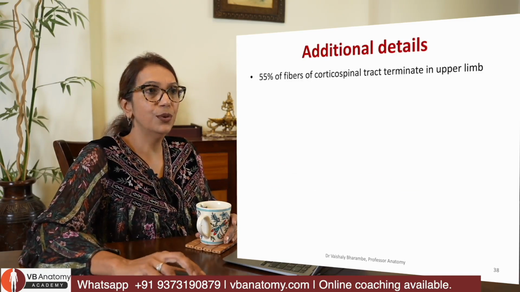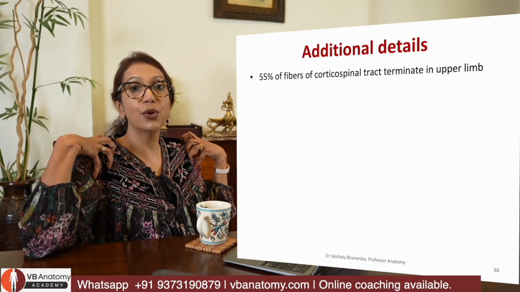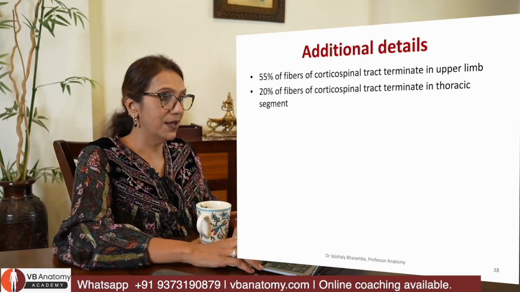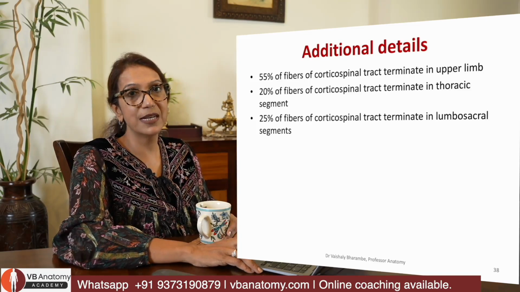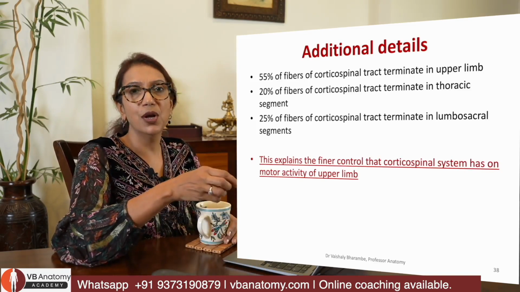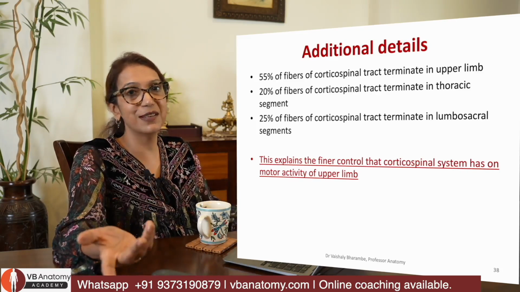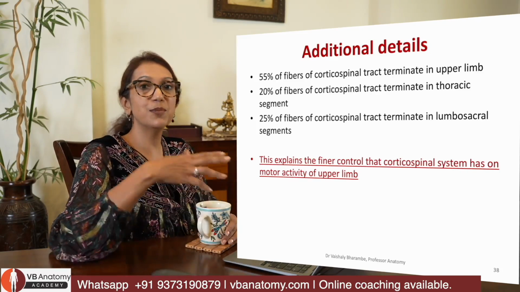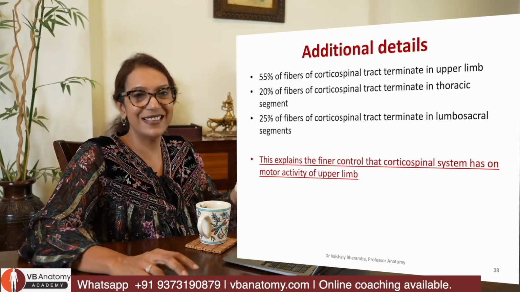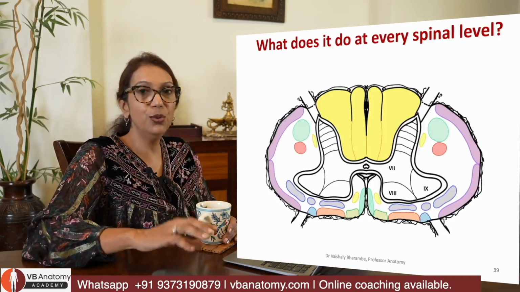Some few details you should know. 55% of lateral corticospinal tract provides information or orders to the upper limb. 20% to the thoracic segment and 25% to the lumbosacral segment. It's worth thinking about that our upper limb has got way more intricate functioning compared to the thorax and the lower limb. And it is also receiving more fibers. Isn't it logical? So suppose more fibers were going to your lower limb, imagine what your lower limb could do. Okay, so this is just an add-on information I felt you should know. So what does the lateral corticospinal tract do at every level?